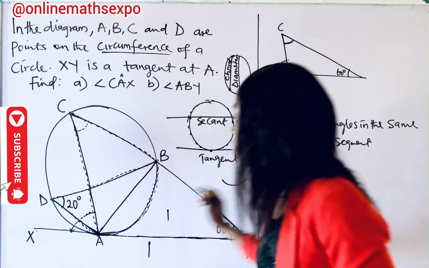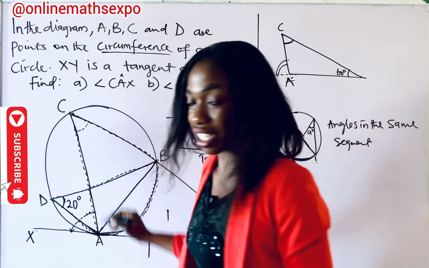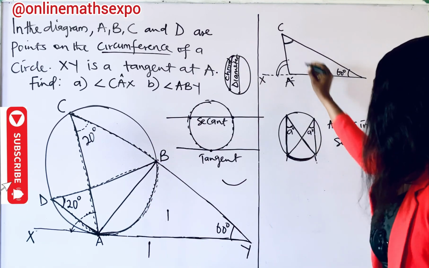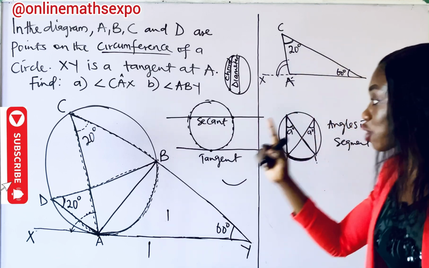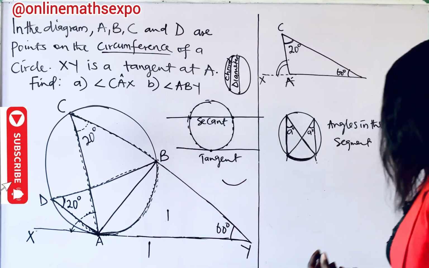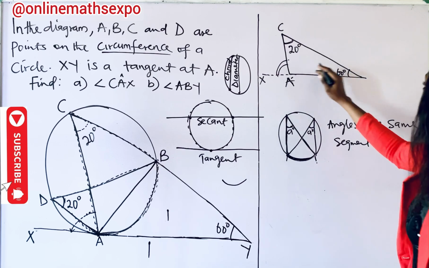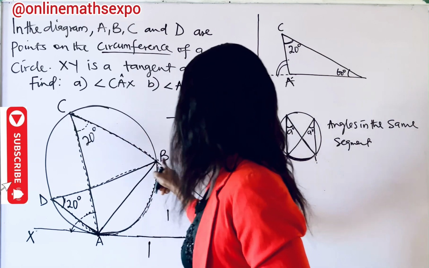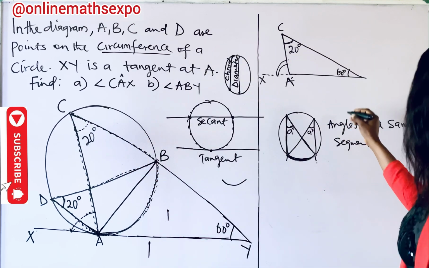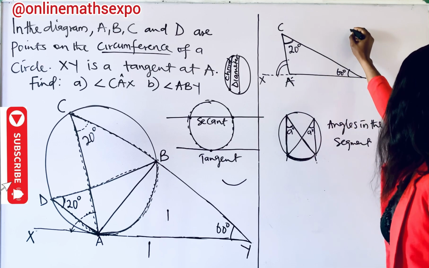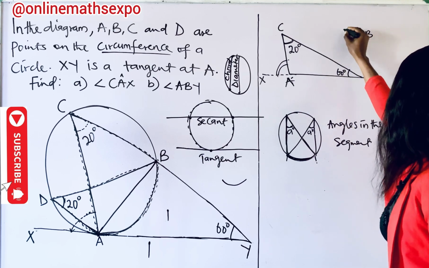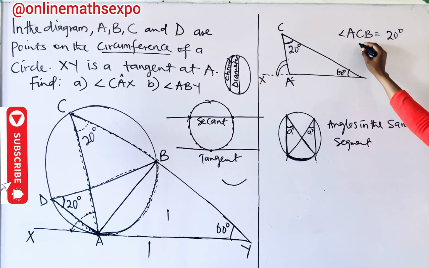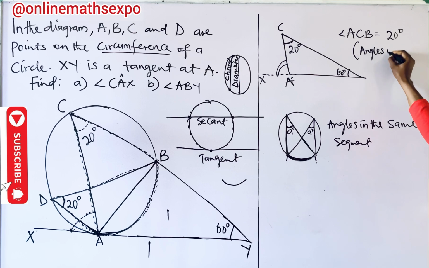So what does it mean? It means that this angle here should be equal to this angle 20. So we are going to label here angle 20 degrees. So what it means is that we have gotten here to be 20. But what is your reason? Because you need to back it up with a reason. So we can say that angle ACB, that means angle at C, is equal to 20 degrees. Our reason is angles in the same segment.